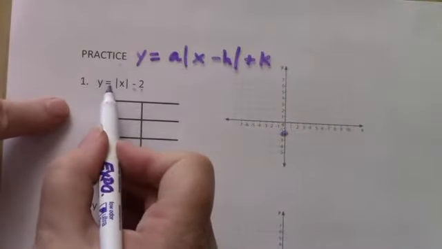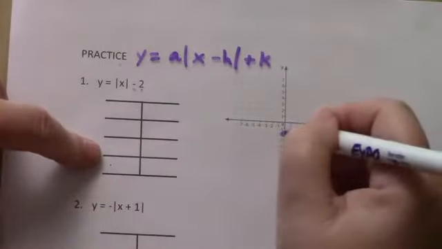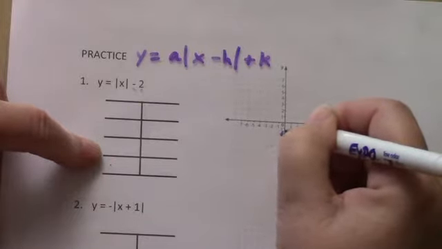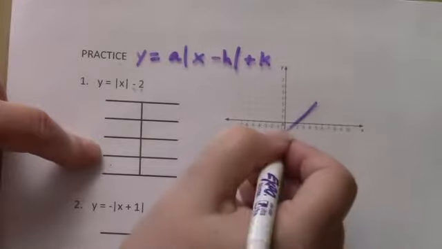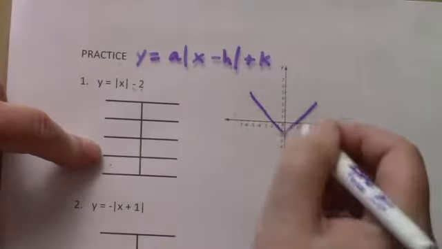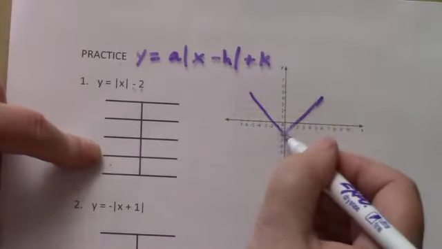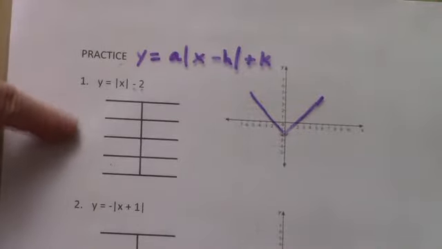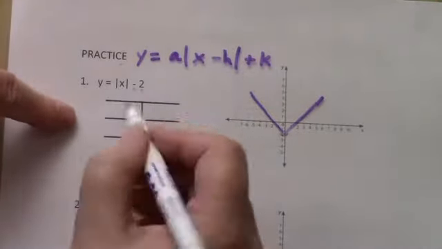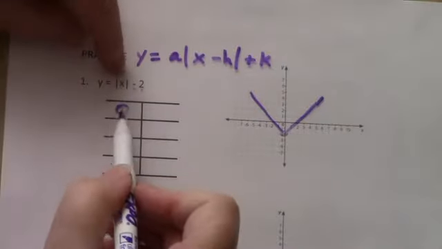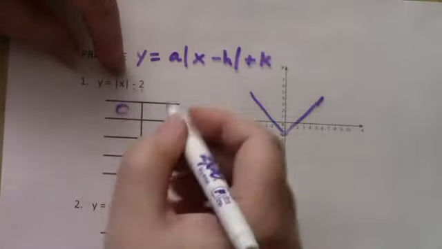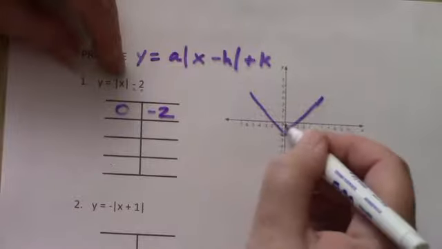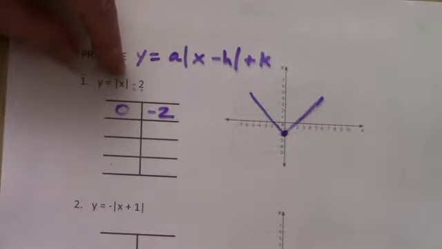That means the vertex, we didn't go left or right, we went down 2. There is no a in front of this. That means we know that our V is going to have a positive slope of 1 and a negative slope of 1. Let's do a little practicing here. Let's put x to be 0. 0 minus 2 is -2. 0, -2. There's our vertex.